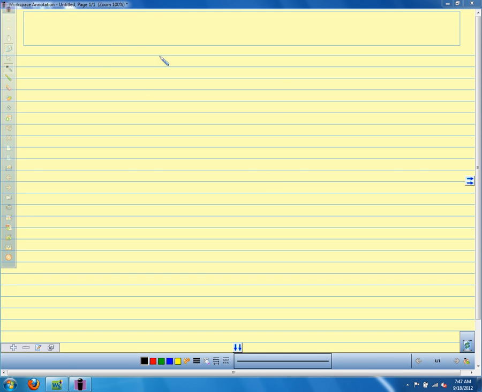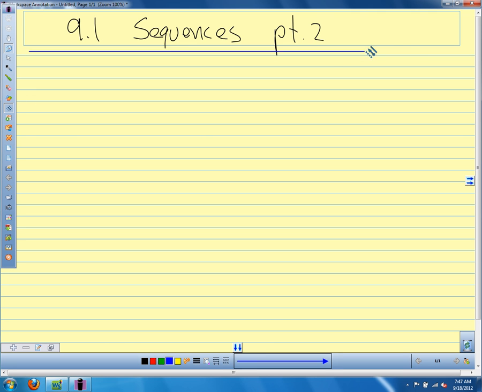So we're continuing in section 9.1, talking about sequences. So again, a sequence, we have some kind of list of numbers. They have some kind of relationship to one another. We said that we define the sequence as a function whose domain is the positive integers. So just as a reminder, we're going to talk about a couple of theorems for convergence for sequences.